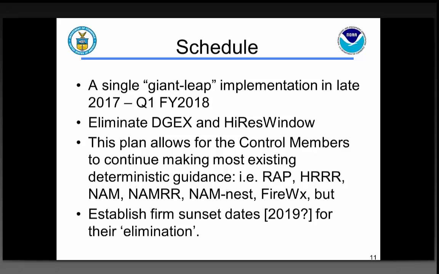A key part of this plan I propose, for continuity's sake, is that the control members for the ARW will look a lot like the RAP and the HER, and the control members for the NMMB will look a lot like the NAM and the NAM-RR and the NAM-NEST. So for a time, we will be able to make all of the existing deterministic guidance from those control member runs. And I think in terms of making this transition palatable to our stakeholders, that's an important thing.